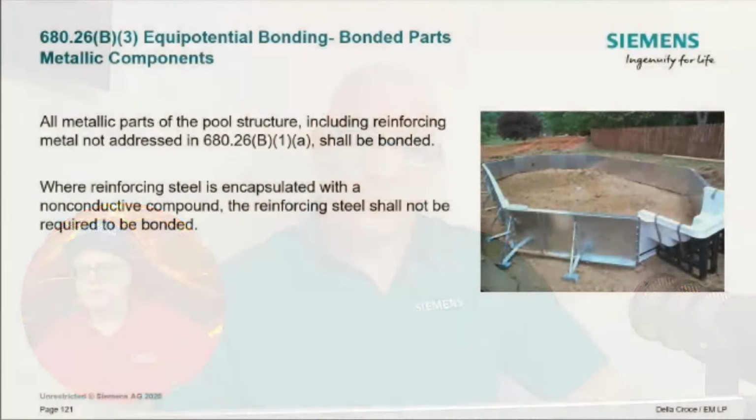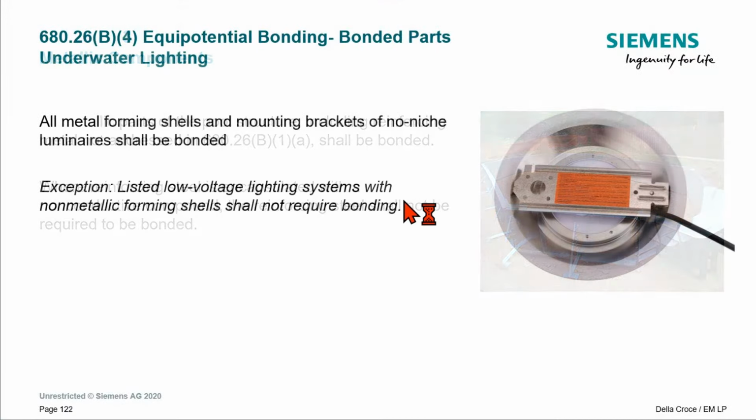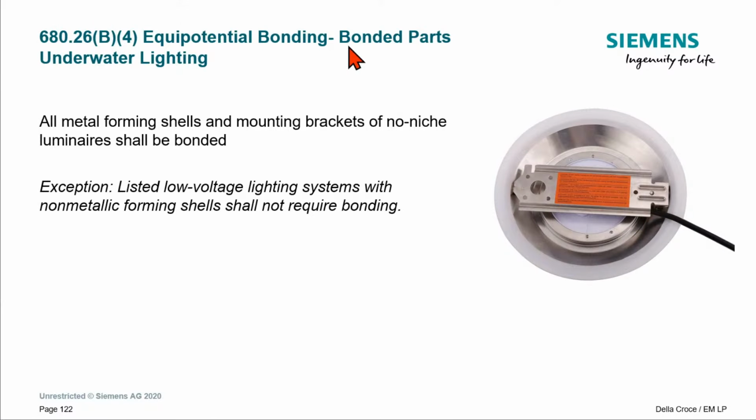All right, B4, equipotential bonding again, bonding parts of underwater lighting. All metal forming shells and mounting brackets of no-niche luminaires shall be bonded. Exception listed again: a low voltage lighting system with a non-metallic forming shell shall not be required to be bonded. That is actually some type of no-niche fixture that I was able to track down, but it does have a metal forming bracket.